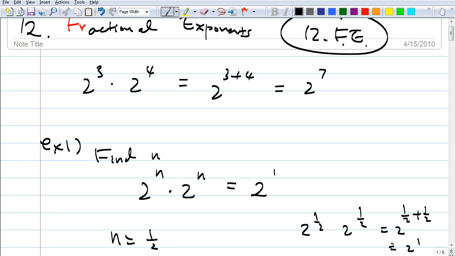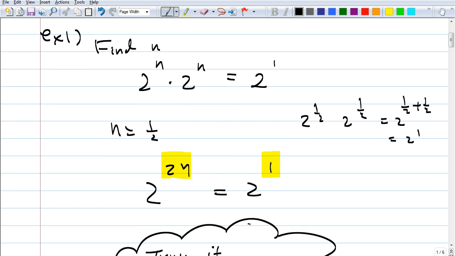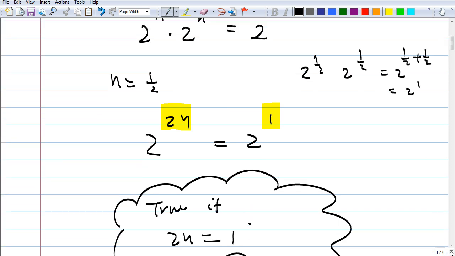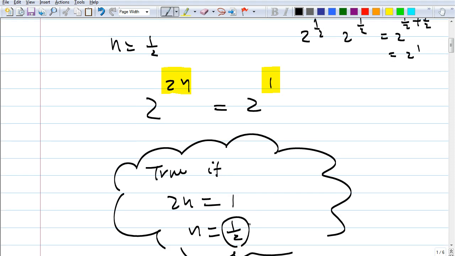So you could actually do this algebraically. Isn't 2 to the n times 2 to the n, isn't that 2 to the 2n? Doesn't that have to equal 2 to the first power? So if the left side is equal to the right side, guess what? 2n must equal 1. Now if the left side equals the right side, doesn't 2n have to be 1? So you could do this work algebraically. You divide both sides by 2, and you get n equals half, right? Does that make sense? Because the left side is equal to the right side, since we have the same base, you just look at the exponents. In order for the left side to equal the right side, they have to have the same exponents.